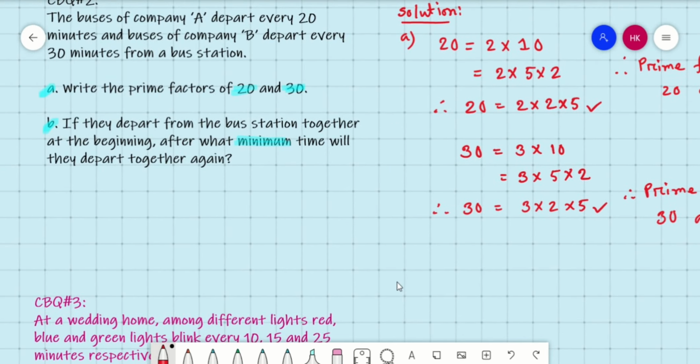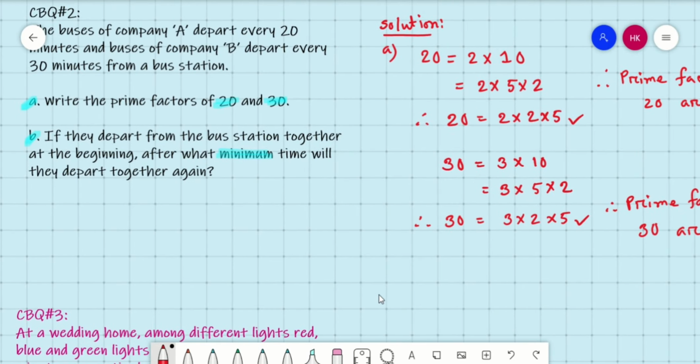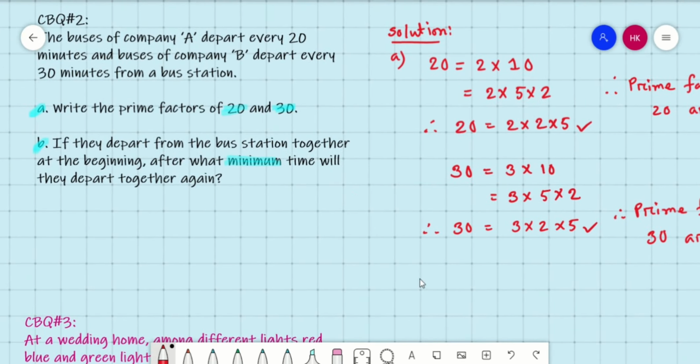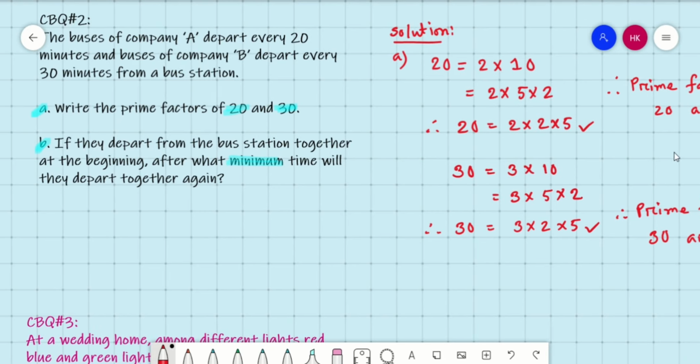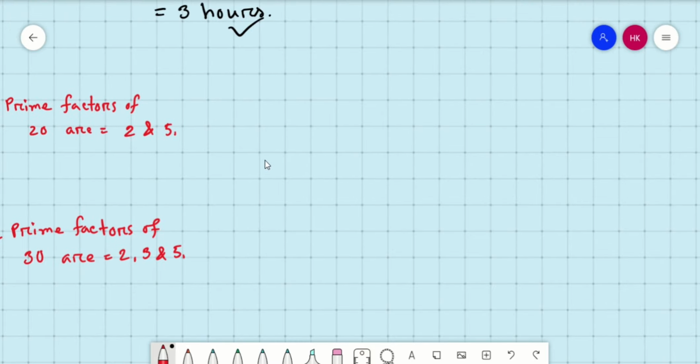Now we move on to our next question, question number B. So if they depart from the bus station together at the beginning, after what minimum time will they depart together again? So the maths which is related to minimum time, we will just do LCM. So for doing solution of number B, we just do LCM. So we find the LCM of 20 and 30.